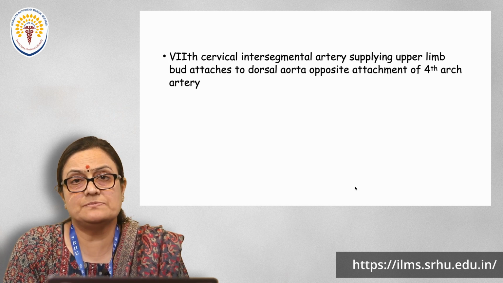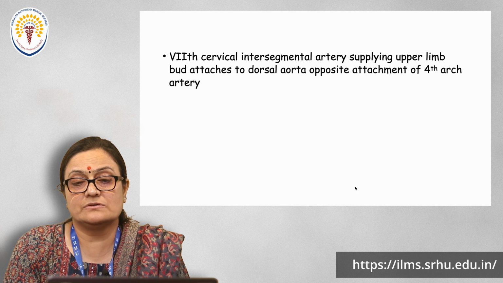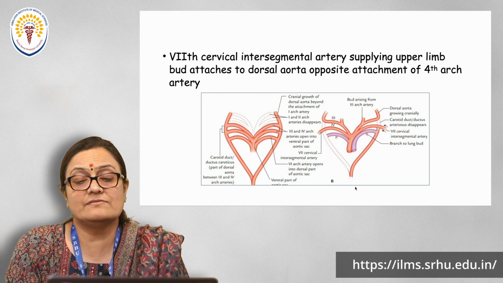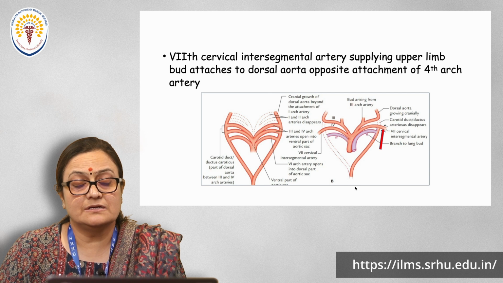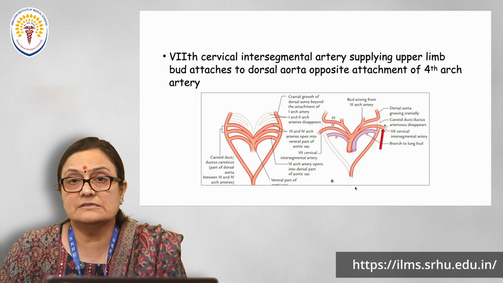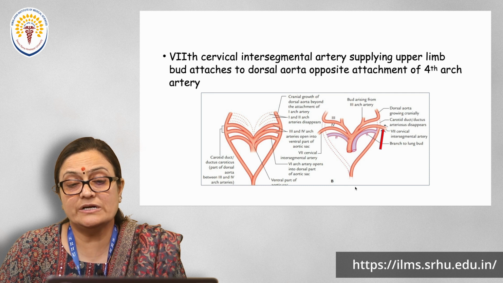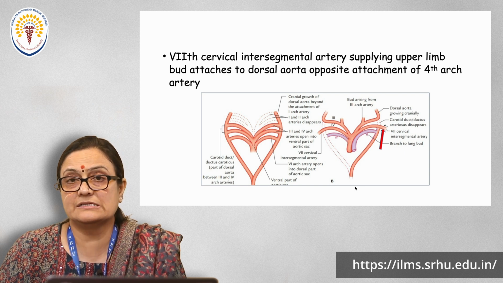Now, an additional thing which happens here is that the 7th cervical intersegmental artery supplying the upper limb bud will attach to the dorsal aorta opposite the attachment of the 4th arch artery. To understand it, let us have a look at this figure and this arrow. See, compare the left and the right figures. In the first figure, we do not see any such artery joining the arch arteries. But on the right side, we can see an additional artery has joined this system specifically at the area where the 4th arch artery was joining. So, this is another new step.